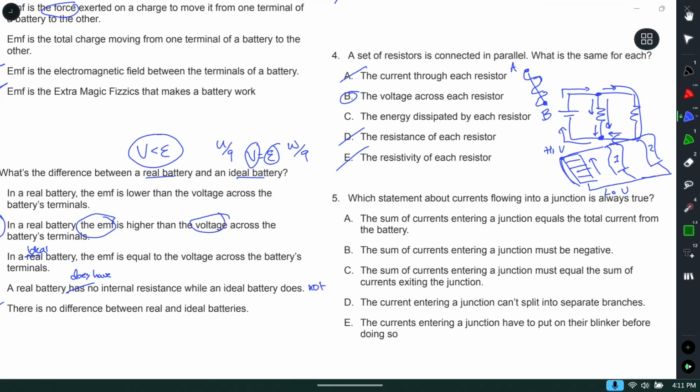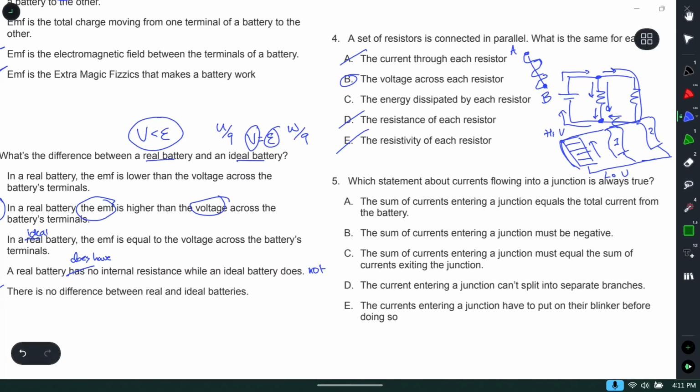And which statement about currents flowing into a junction is always true? So this is the junction rule. Let's see. Sum of currents entering a junction equals the total current from the battery. No, because you can have junctions that are not coming from the battery.